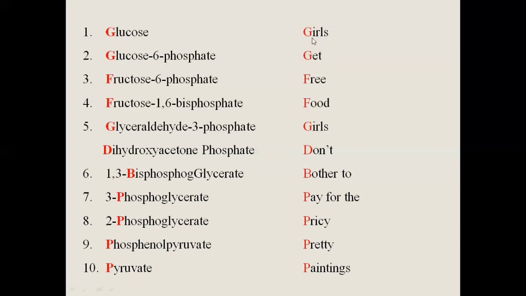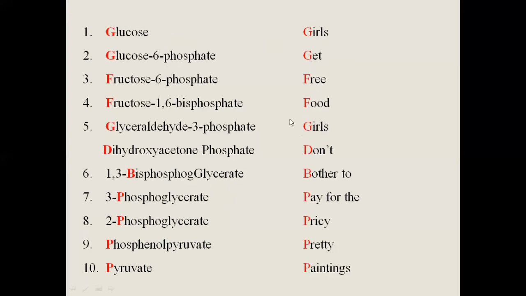For this mnemonic, girls get free food, girls don't bother to pay for the pricey, pretty paintings, the G stands for glucose, because glucose is converted to glucose 6-phosphate and then fructose 6-phosphate, and so on as the reactions proceed. Glucose is converted into glucose 6-phosphate, then into fructose 6-phosphate. Fructose 6-phosphate converts into fructose 1,6-bisphosphate, and then it is converted into glyceraldehyde 3-phosphate and dihydroxyacetone phosphate.